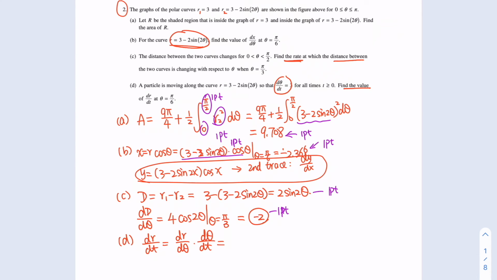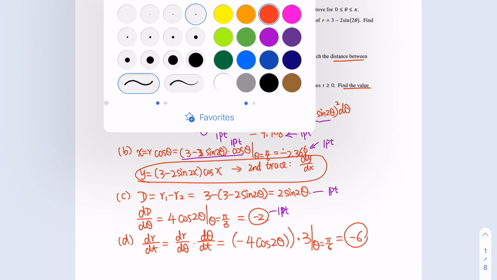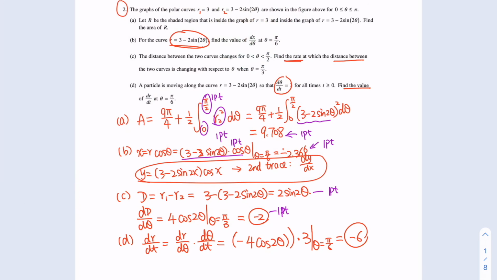And we can use our calculator too. And d theta over dt is 3. So dr over dt is negative 4 cosine 2 theta times 3. We plug theta equals pi over 6, which gives us negative 6. Same thing, 1 point for the expression and 1 point for the answer.